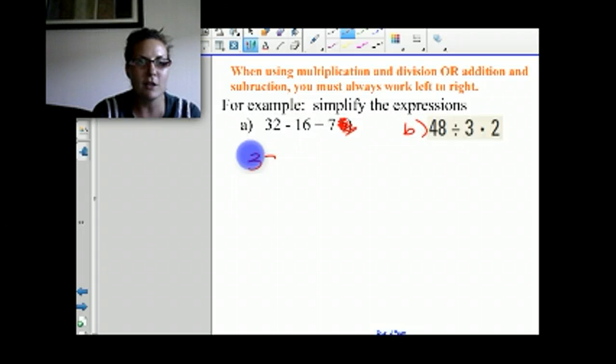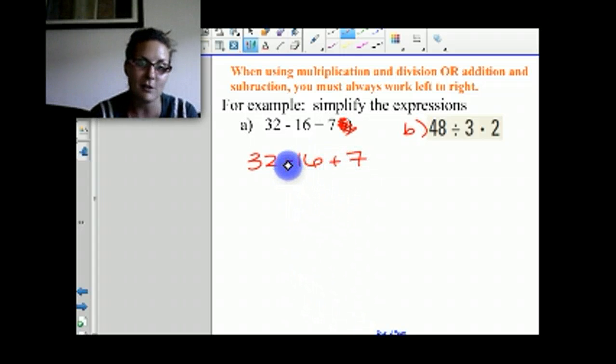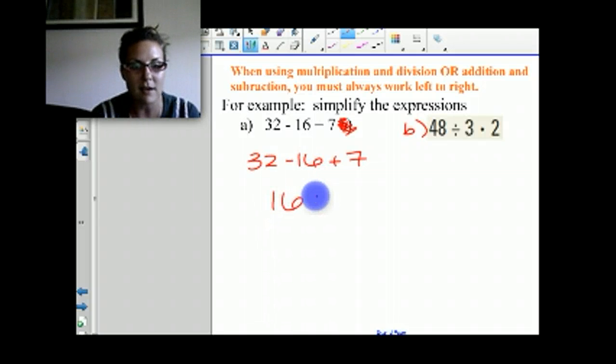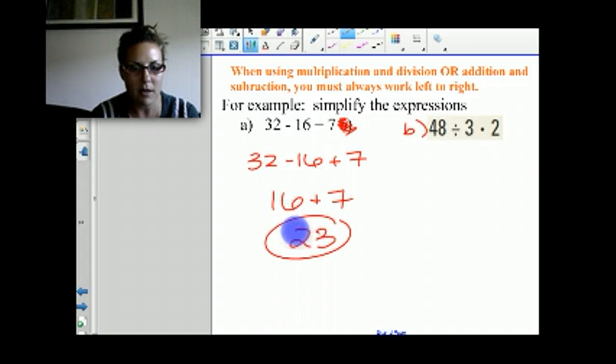Part A, 32 minus 16 plus 7. We always work left to right. Don't do the addition first. It comes after the subtraction. 32 minus 16 is 16 plus 7. 16 plus 7 is 23.